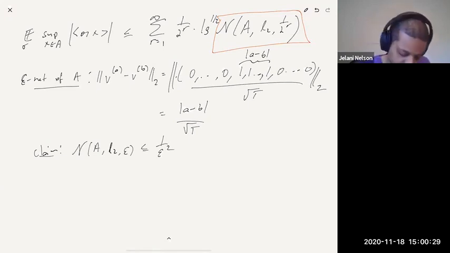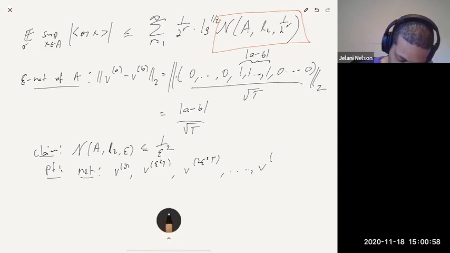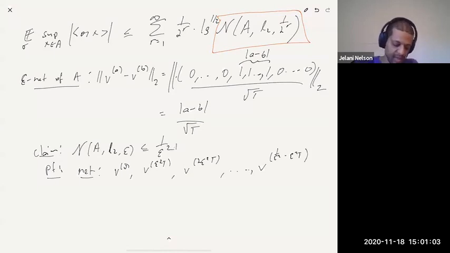Why is that? The proof is just to take the following net: v at time 0, v at time epsilon squared t, v at time 2 epsilon squared t, and so on, up to v at time 1 over epsilon squared times epsilon squared t. That's it. So maybe 1 over epsilon squared plus 1 or something. So that's the proof. Okay.